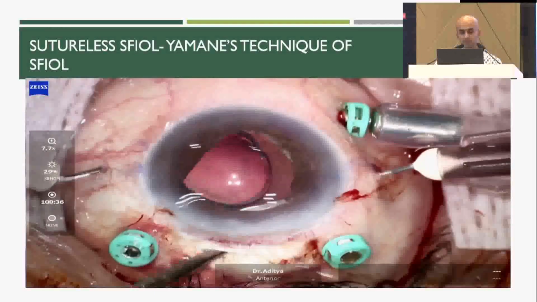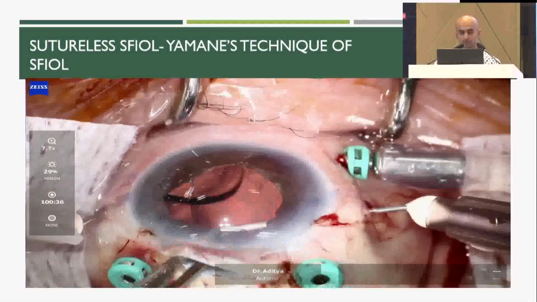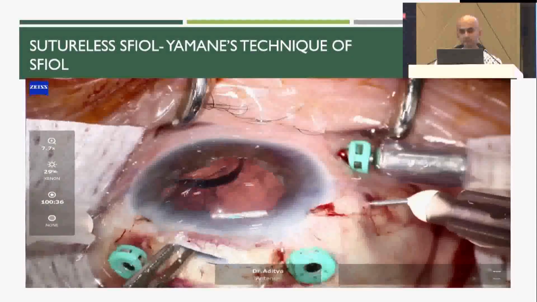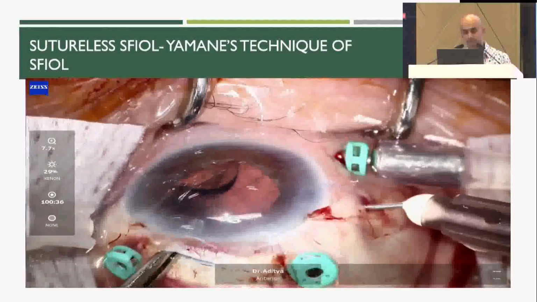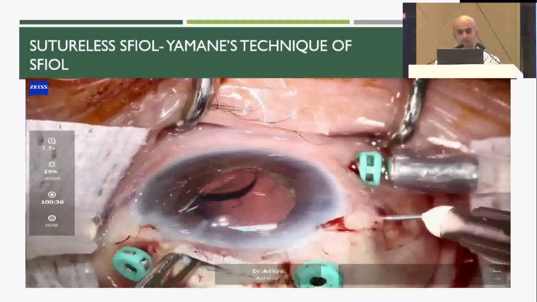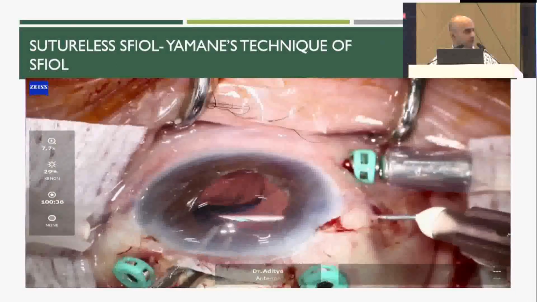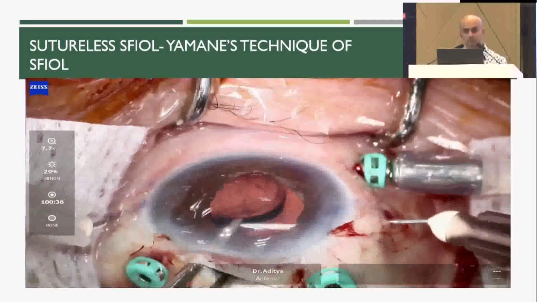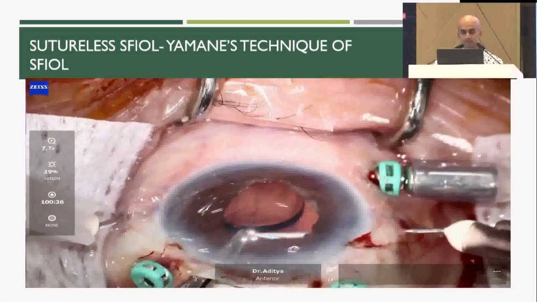Again, note that I am not holding the haptic very close to the tip. If you hold it too close to the tip, then the maneuverability into the lumen of the needle becomes a little tricky. So hold it a little away. You can either use a McPherson's forceps from the main port, or you can make a side port and use an intravitreal forceps to dock this haptic into the lumen of the needle.